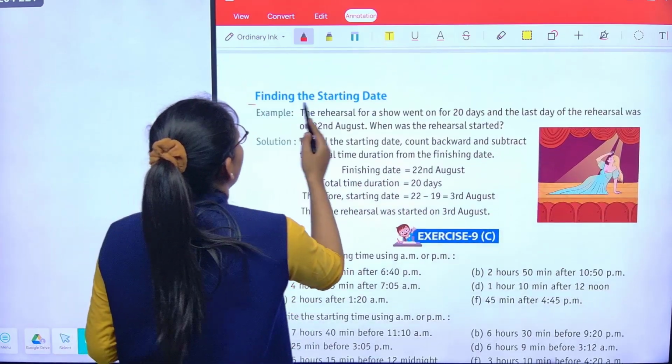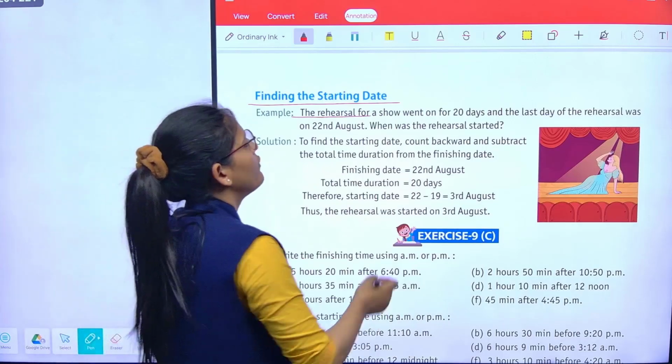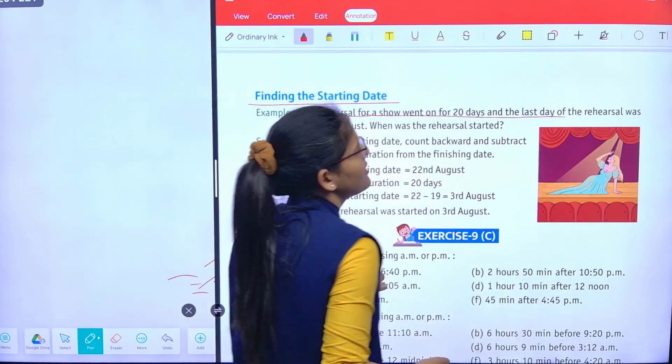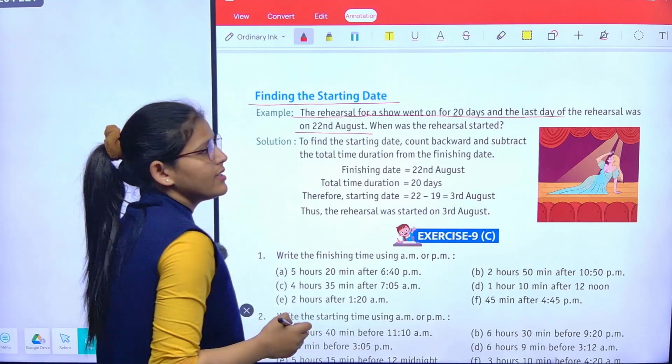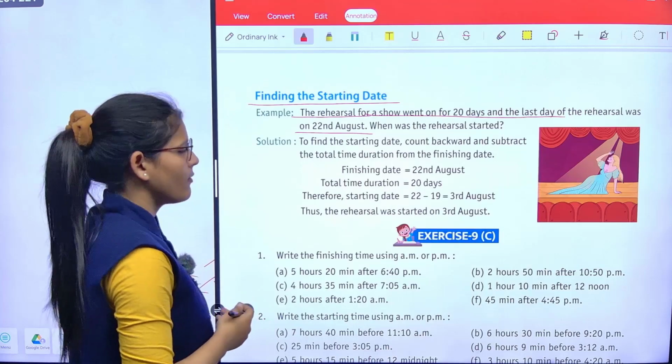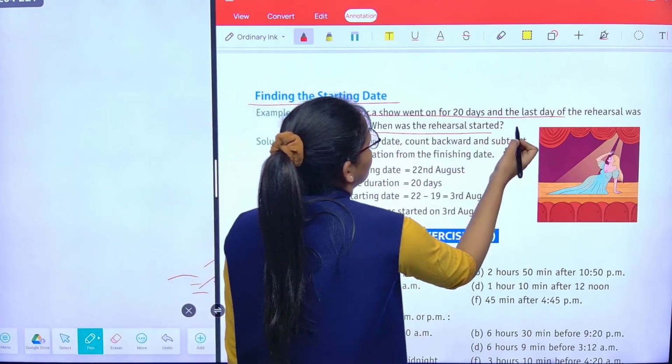Come on, finding the started date. The rehearsal of a show went on for 20 days and the last day of the rehearsal was on 22nd August. When was the rehearsal started?